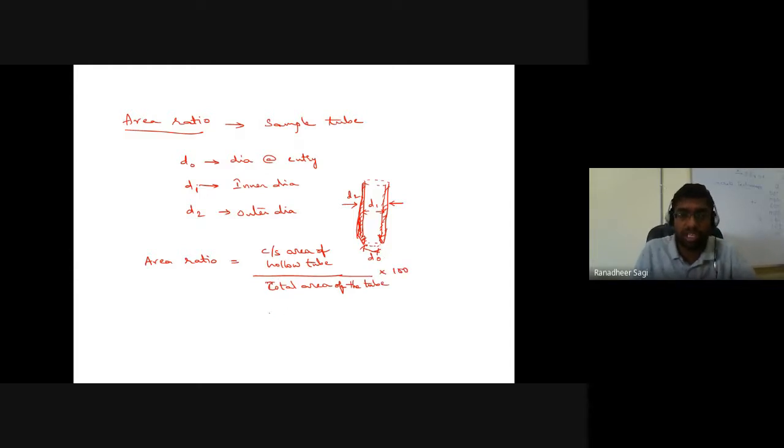What does the cross-sectional area of the hollow tube mean? It is the outer cross-sectional area minus the inner cross-sectional area, which is pi by 4 into D2 square minus pi by 4 into D1 square. This is the hollow cross-sectional area of that tube, divided by the total cross-sectional area of the tube. The total cross-sectional area of the tube is nothing but the outer cross-sectional area of the tube.